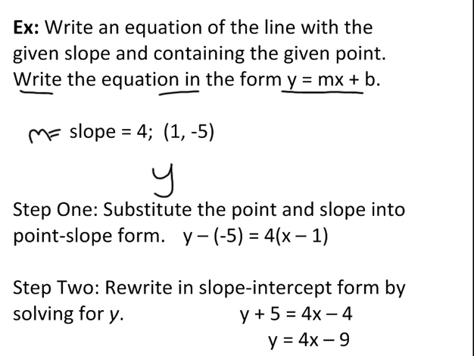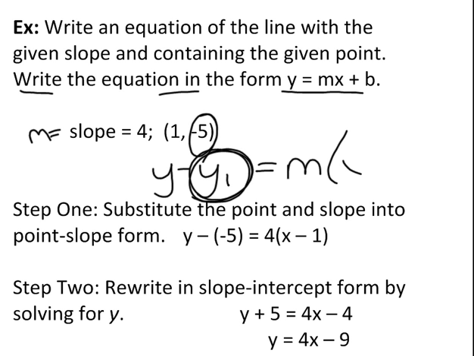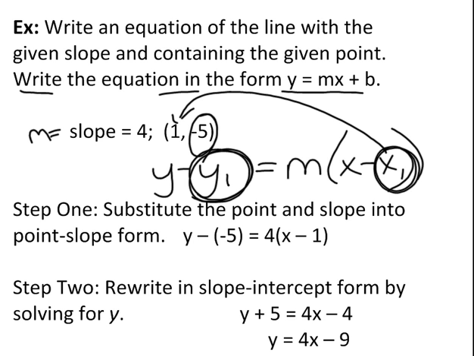So the formula, point slope form: y minus y sub 1. This y sub 1 is a number, and we get that from the y value, is equal to m, that's the slope, times x minus x sub 1. And x sub 1 is also a number, and you get it from the x value. So you replace your y sub 1 with the y value, and you replace your x sub 1 with the x value. And simplify. So subtracting a negative, y plus 5, distribute the 4, 4x minus 4.